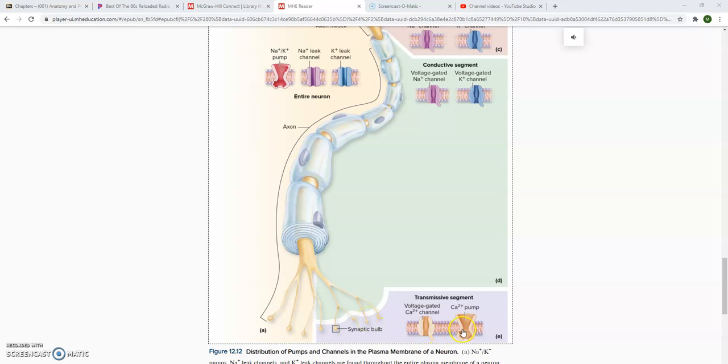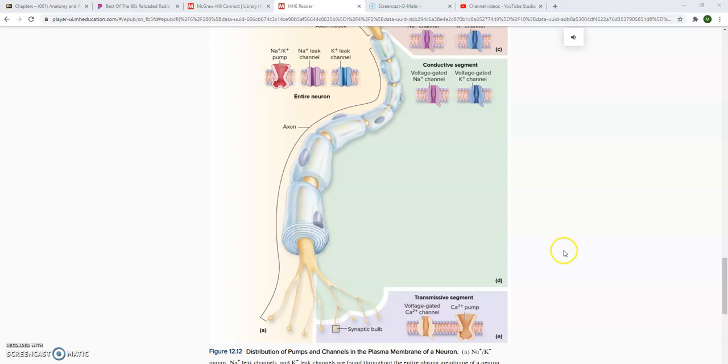So we also have calcium pumps located there. What they want to do is keep the calcium higher outside the cell than inside the cell. That way, whenever a signal, an action potential, makes its way down to the axon terminals, these voltage-gated calcium channels open, calcium will flow in and trigger the synaptic vesicles to release their neurotransmitter. So we have little calcium pumps that continually pump calcium out of the axon terminal to keep its concentration higher outside the synaptic bulb than inside. That's the type of channels you can find in the transmissive segment, which is the axon terminal or synaptic bulb area of a neuron.